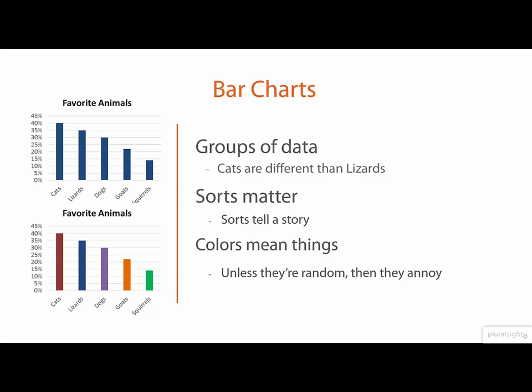The cat bar is biggest and it's red. Red is bad, so cats are the worst, which is the complete opposite of what the chart actually says. Don't ever use the multicolor option just to make your app pretty. We build to inform, not to entertain.